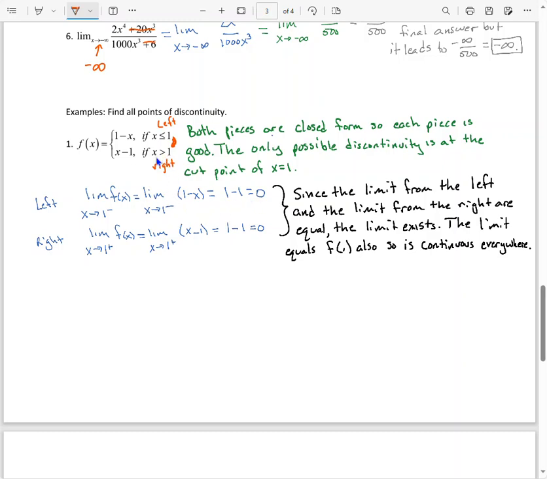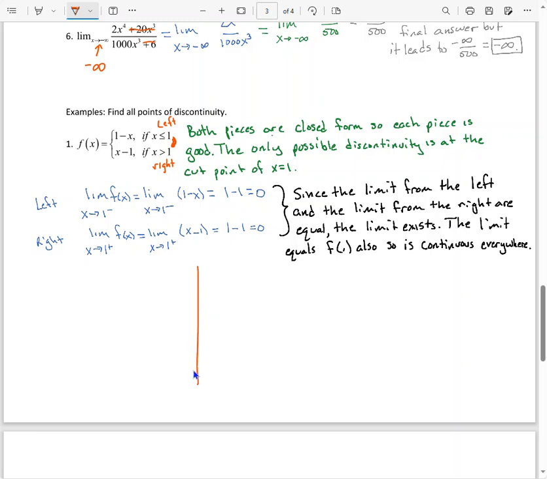Okay. Now let's check the right. The limit as x approaches 1 from the right of f of x is the limit as x approaches 1 from the right of, I use this expression, x minus 1. Now that from the right just told me which expression to use, I'm only going to substitute the 1. 1 minus 1 is 0. Since the limit from the left and the limit from the right are equal, the limit exists. The limit equals f of 1 also, so it's continuous everywhere, right? Because we knew the left limit was equal to the function value.